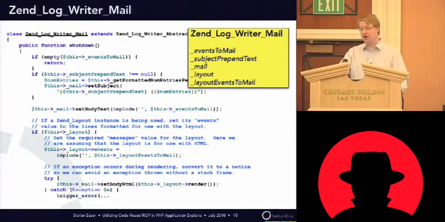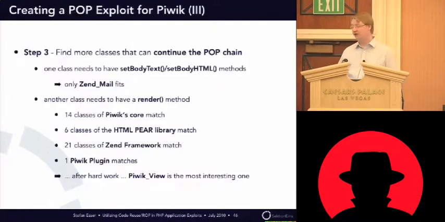But we want to have more. We want to have more control. We want to have code execution, so we continue. So what we have to do now is we have to find, for each of the properties that is usable, which is mail and layout in this case, fitting objects to put in. For the mail property, it's very simple because there's only the send mail class that will fit. So you just put it in there.